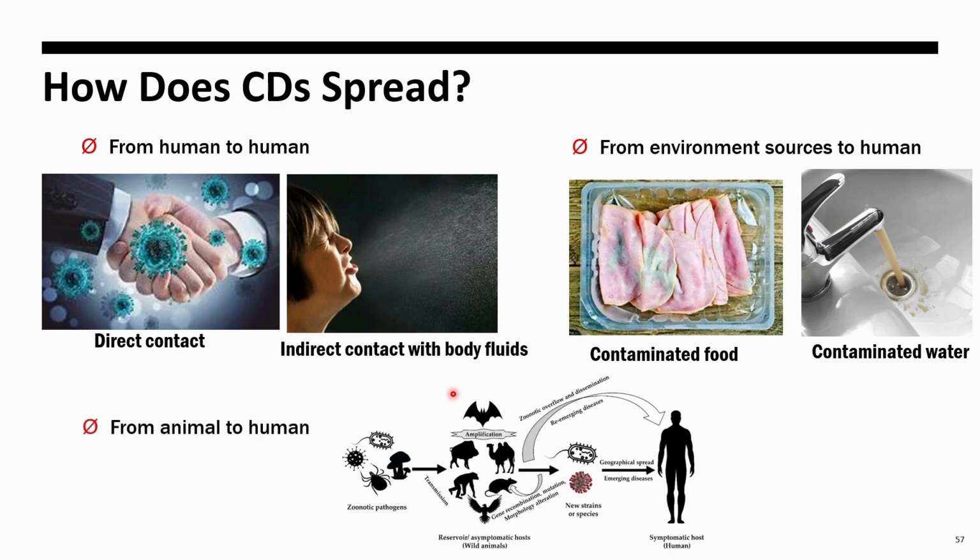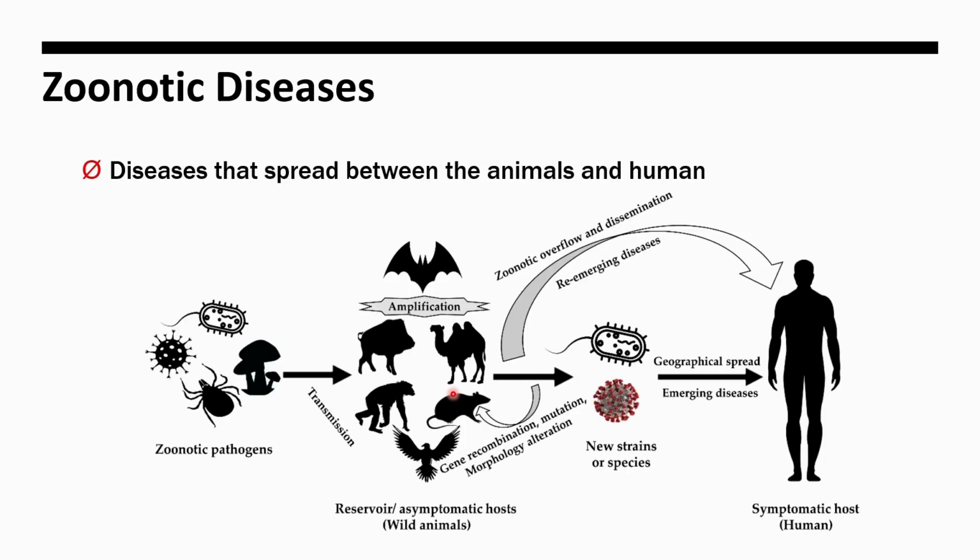Another way is from animal to human. There are some diseases that are spread from animal to human. These kinds of diseases are known as zoonotic diseases. These are diseases that spread between animals and also between animals and humans.